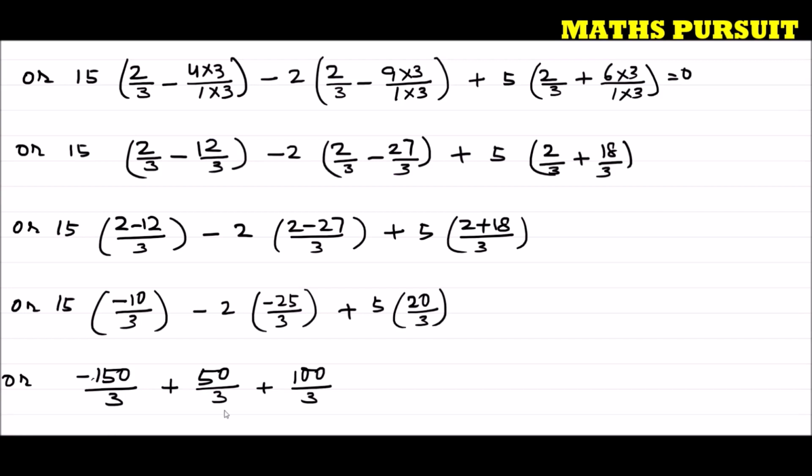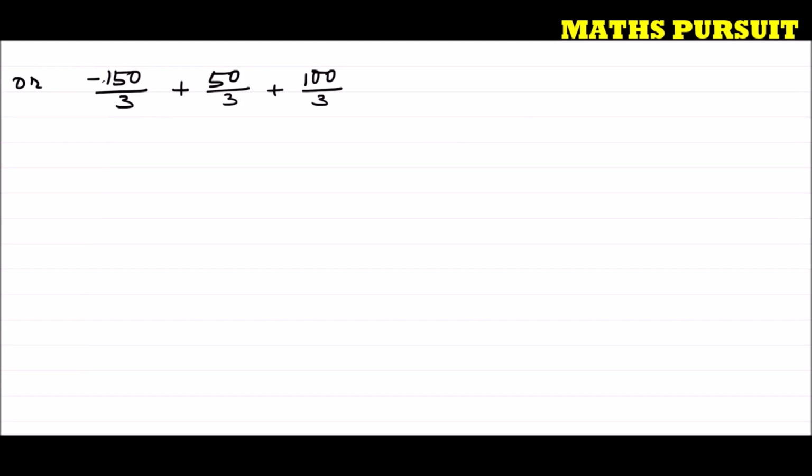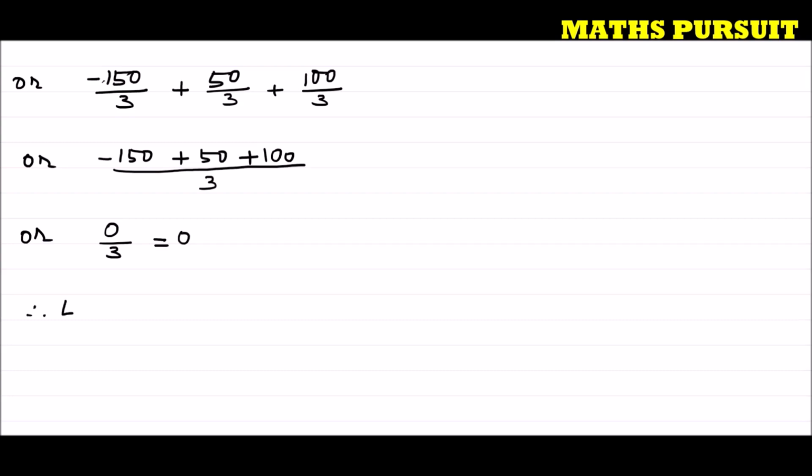Here we have all the denominators as 3, so it is very easy for us to solve this now. We can write minus 150 plus 50 plus 100 divided by 3. Minus 150 plus 50 is minus 100, and minus 100 plus 100 is 0. So we are getting 0 upon 3, and 0 divided by 3 is 0. Therefore, we got the left hand side of the equation equal to 0, and we already have the right hand side of the equation as 0.